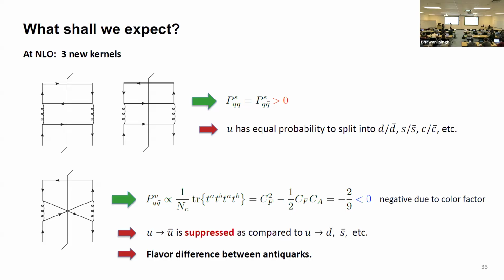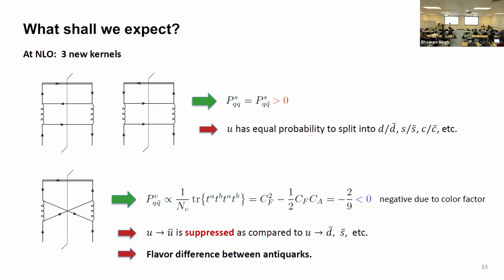The first is the C splitting from quark to quark and quark to anti-quark, and they are equal. This means that if, say, we have a U quark, it can split into strange and anti-strange, or D to anti-down quark, and they have equal probability to go to quark or anti-quark, and so on. And we also have another one, the valence splitting from quark to anti-quark.